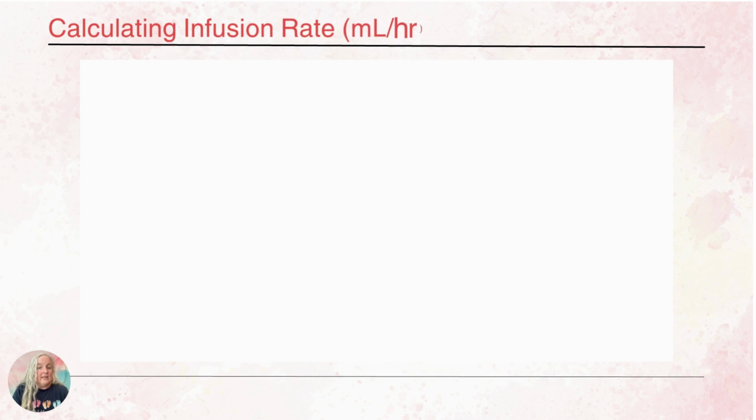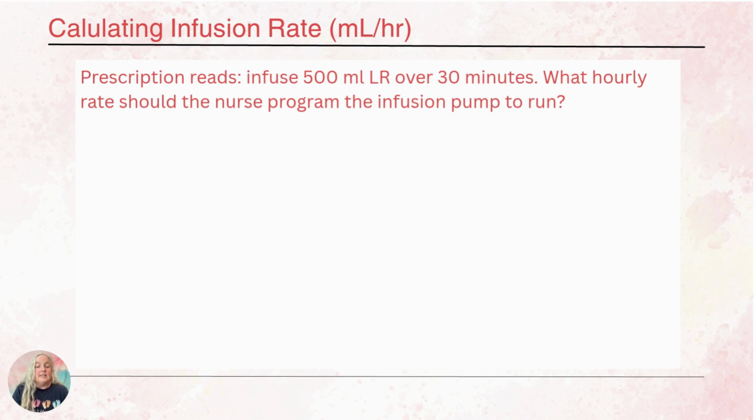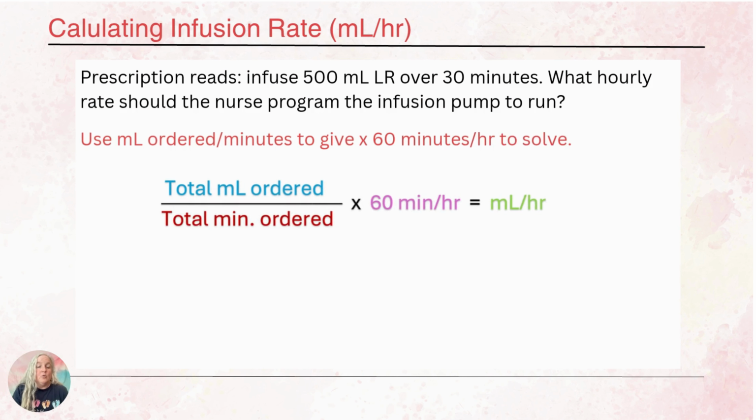Let's calculate the infusion rate in milliliters per hour again. This time the prescription reads to infuse 500 milliliters of lactated ringers over 30 minutes. What hourly rate should the nurse program the infusion pump to run? We're going to use milliliters ordered over minutes to give times 60 minutes in an hour to solve this.